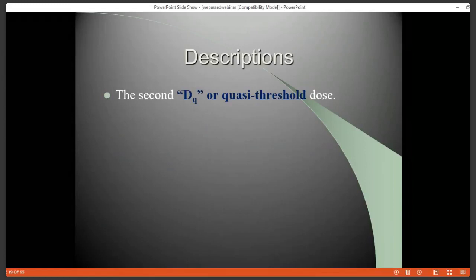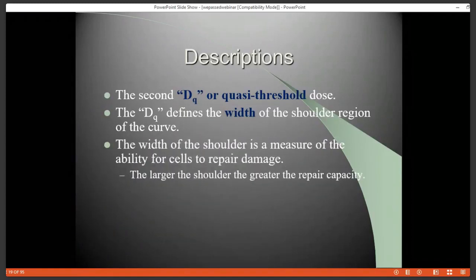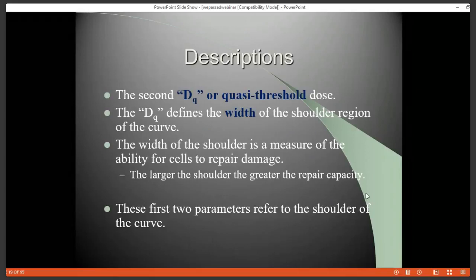Next is the DQ, also called the quasi-threshold dose, and this is an important one as it represents the width of the shoulder, that arcing curve at the beginning of the cell survival curve. The shoulder is a measure of the ability of a cell to repair damage. Cell populations that have larger shoulders tend to repair damage better than cell populations that have narrower shoulders. The width of the shoulder is generally related to how quickly cells move through the cell cycle. If they move very quickly, they have narrow shoulders. They don't have time to repair the damage. Cells that move through slower have more time to repair X-ray damage and will have a larger shoulder. So the larger the shoulder, the greater the repair capacity.